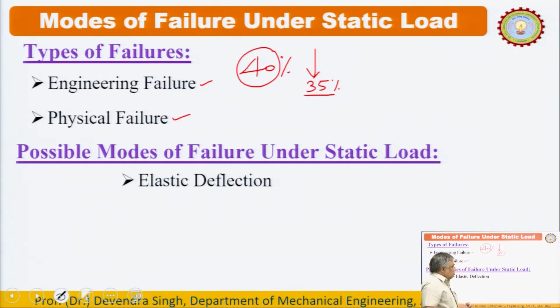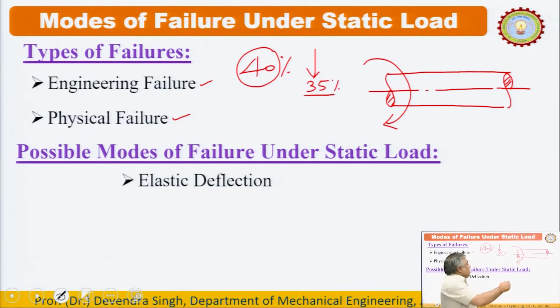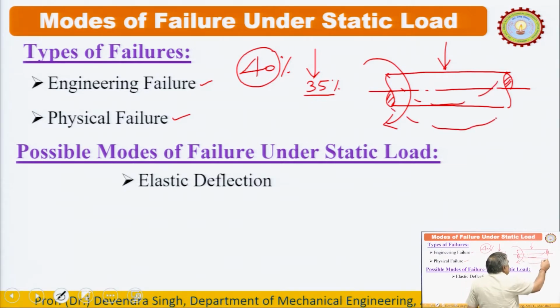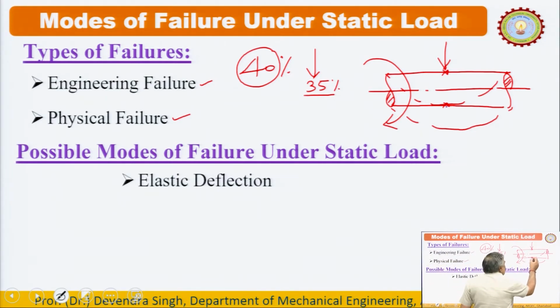But here, if I consider a case of a shaft, suppose this is a shaft and it is rotating about this axis. When it is subjected to some power transmission, it will be subjected to some kind of bending load along with the torsion. So, it may get deflected like this. So, this point will become here, and on the lower fiber this point becomes here. This is here and this is here. Let me name them.